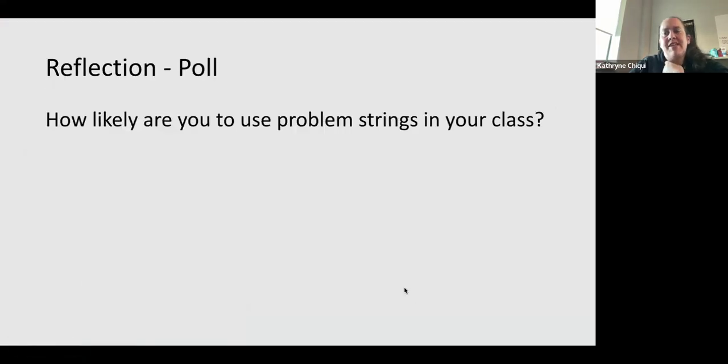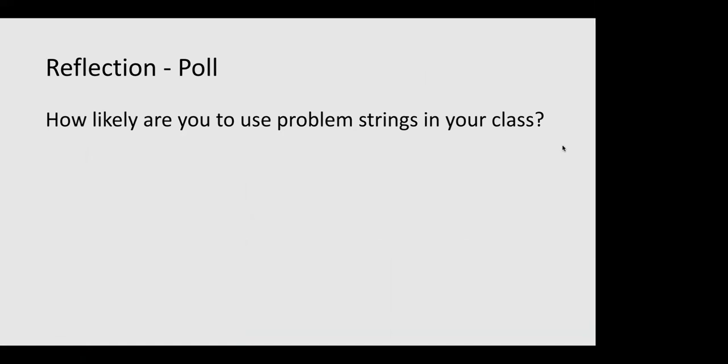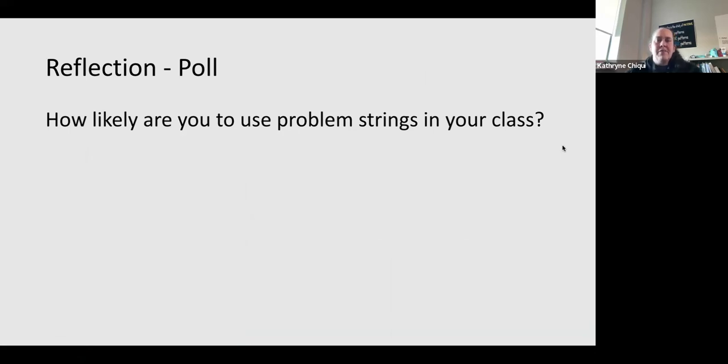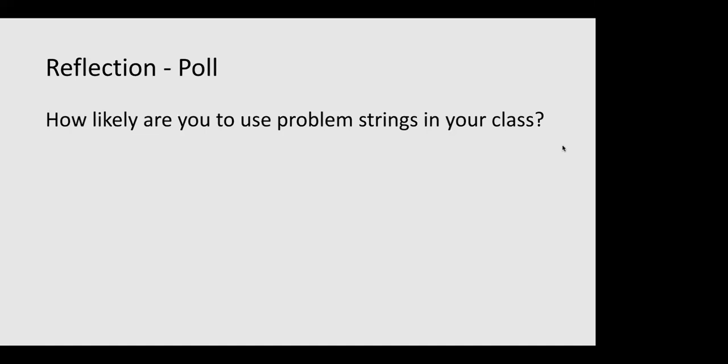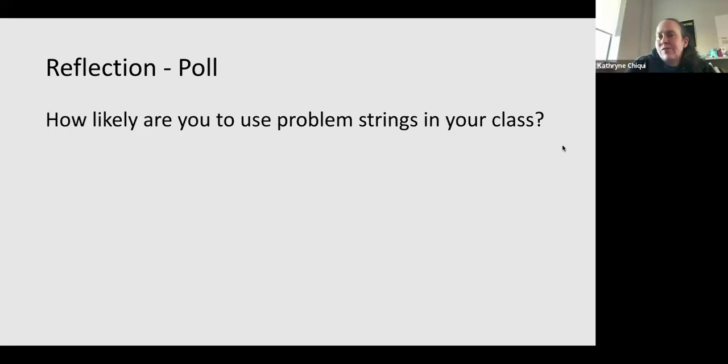So I'm curious now, after seeing this, how likely are you to use problem strings in your class now? So Gail, if you are able to put that up in a poll, I know we went out of order and I apologize. Nope, I've got it. Thank you. With 1 being very unlikely and 5 being very likely, how likely are you to use problem strings in your class now?